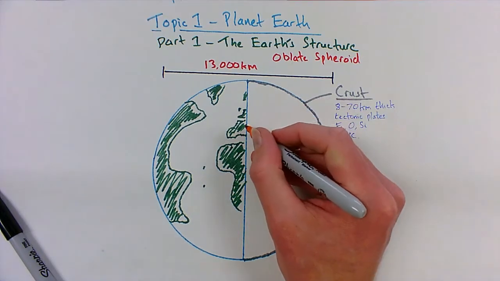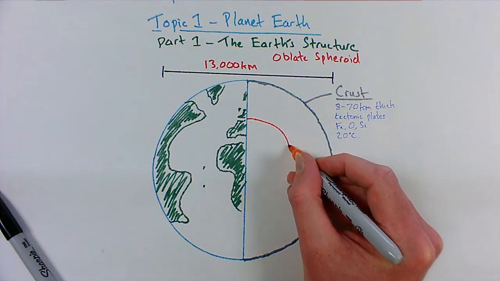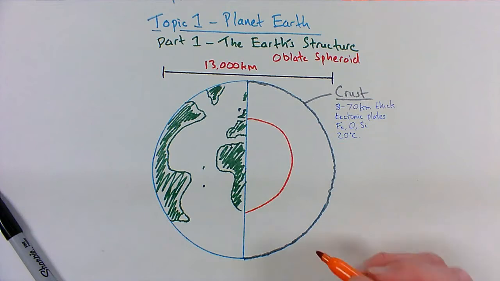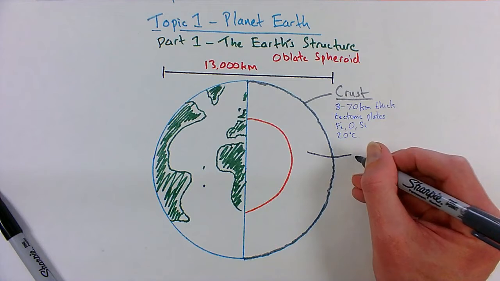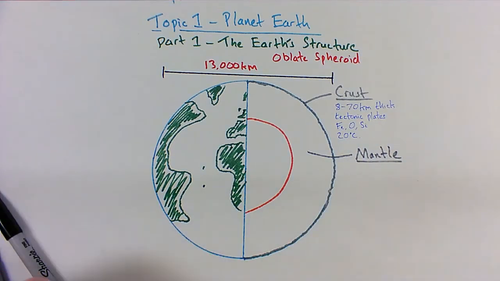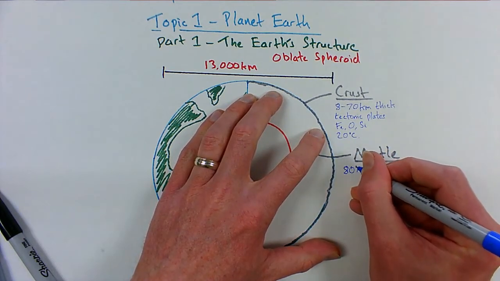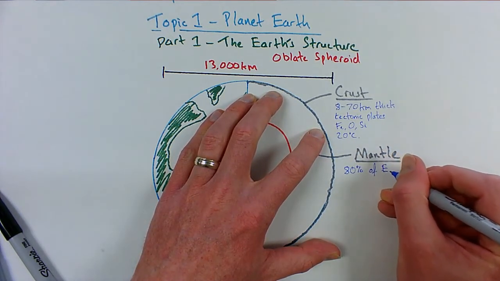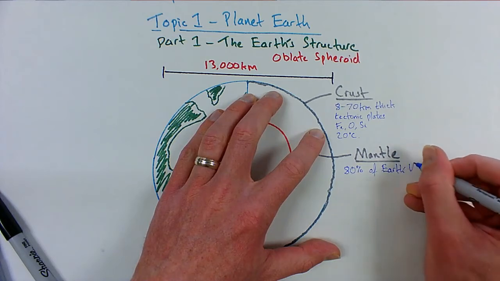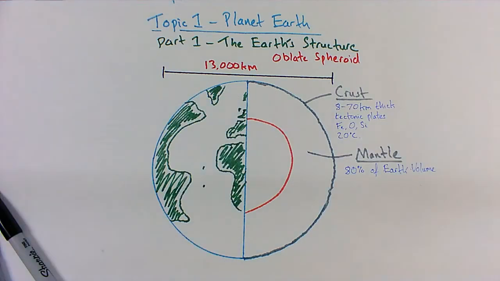Now the next part is the biggest part, and I'm going to draw that from about here. Here we go. It's this large area in here, and it's what we call the mantle. The mantle is about 80% of the Earth's total volume. So the main part of Earth is mantle. Most of Earth is mantle.